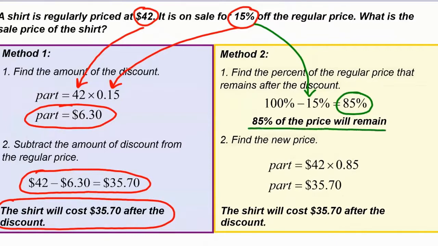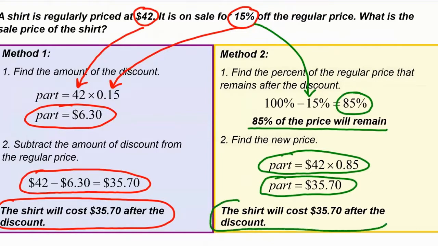85% of the price will remain. So now I need to find out what 85% of the price is. So I take $42 times 85%, or 0.85, and surprise, surprise, I get $35.70. So the shirt will cost $35.70 after the discount. I get the exact same thing in both methods.